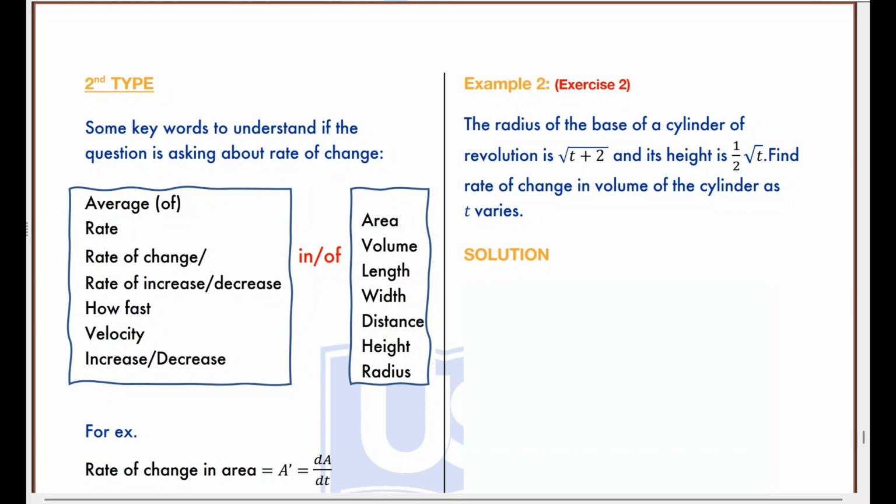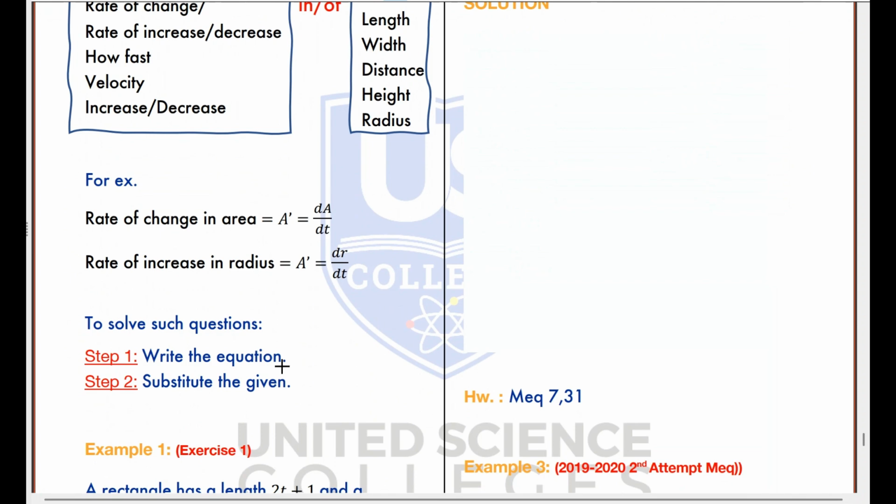For example, if the question says rate of change in area, it means A prime, which means change in A, dA over dt, derivative of A with respect to t, time. When time increases, what happens to the area? Change or increase in radius means r prime. There is a typing mistake here. It is r prime. It means dr over dt, change of radius with respect to time. So most of the time, we take the derivative with respect to t, unless otherwise given in the question.